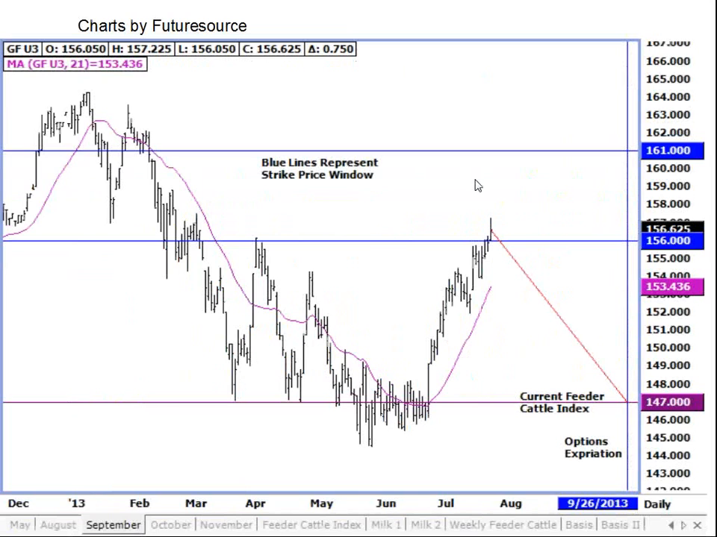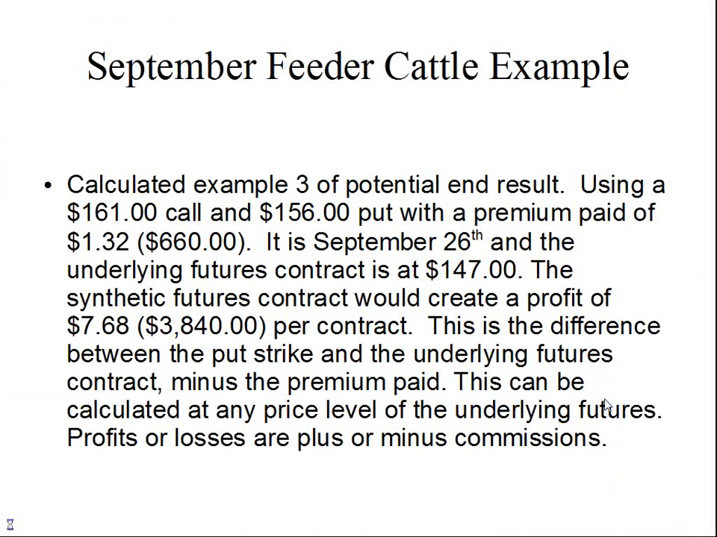All right. The third one now is if the feeder cattle index stays right where it is, or even declines further or moves up just a small amount. We have September the 26th, and the price of the underlying futures has begun to slowly, gradually, or quickly move down towards the underlying feeder cattle index. This is how we'll calculate it.